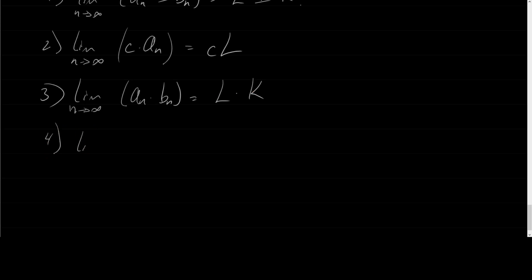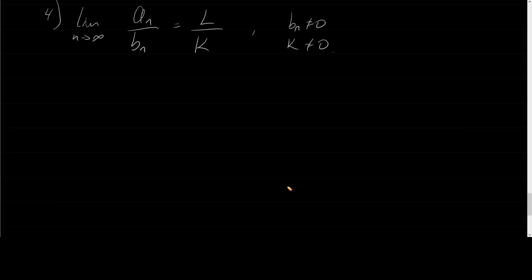And if I had the limit as n goes to infinity of a quotient of a sequence, well, that would just be the quotient of the limits themselves, provided that b sub n is not equal to 0 and k is also not equal to 0. Alright. So all these rules for limits are the same exact thing as what we had for functions, right? So all these limits for sequences are the same as the limits for functions. So let's go through some limits.